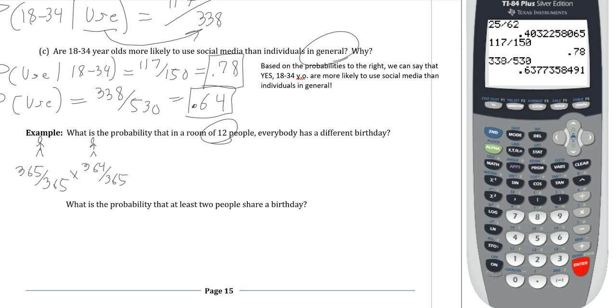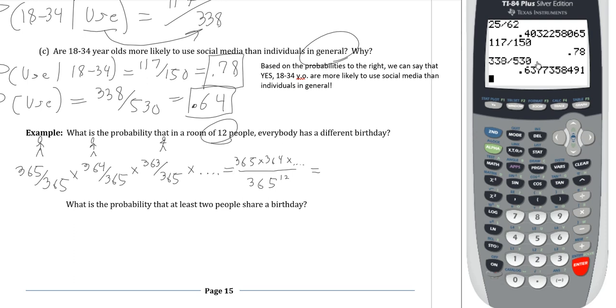I can continue this pattern over and over again in order to solve for the rest. So for the third person, I'd have 363 out of 365, and then on and on and on. What I'm eventually going to have is on the bottom, when I multiply everything, 365 to the 12th power, because it'll be multiplied 12 times. And on the top, I'm going to have 365 times 364 down until I have 12 numbers.